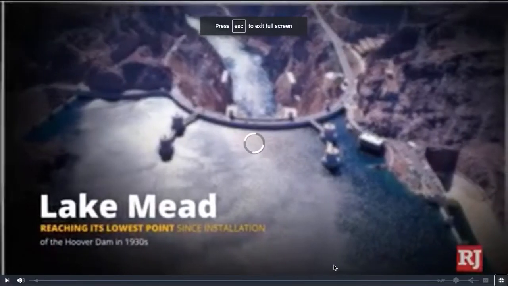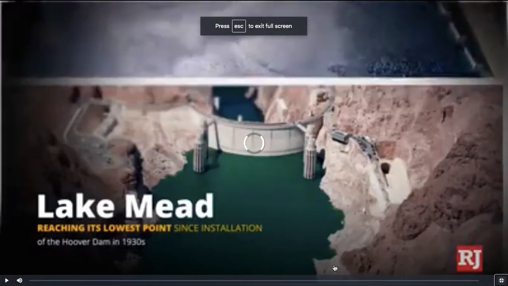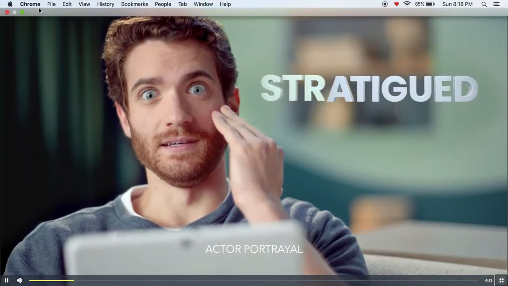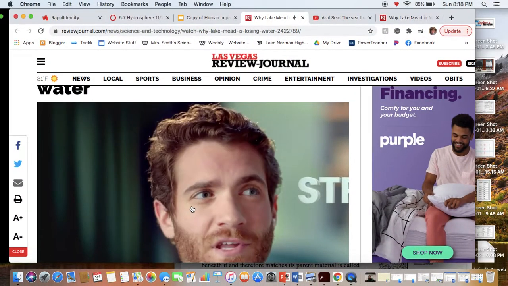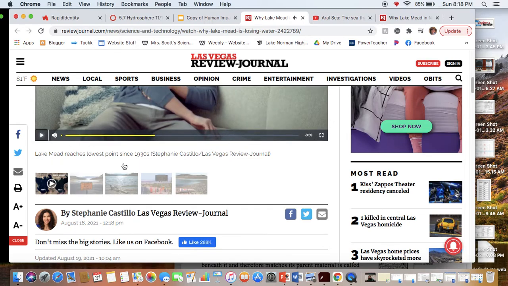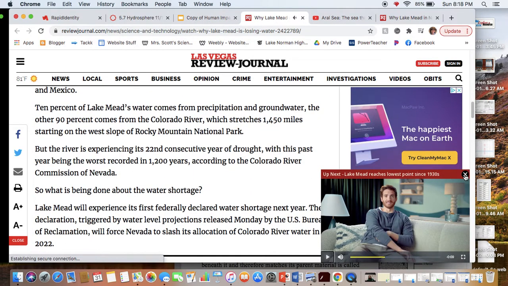Lake Mead, the largest man-made lake in the U.S., is about to reach its lowest point since the installation of the Hoover Dam in the 1930s. A lake that has full capacity close to 31 million acre-feet is now at 34%.